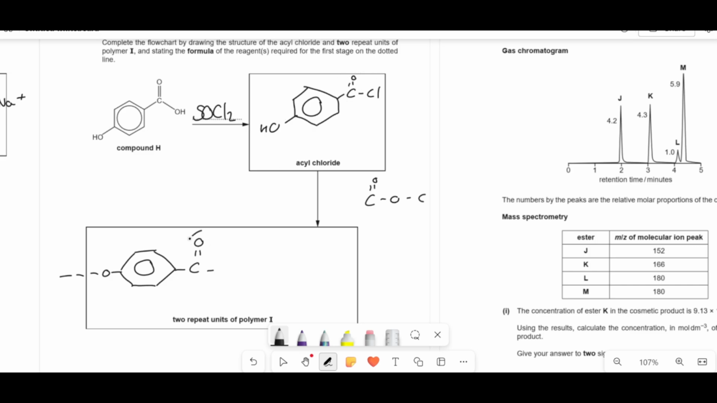C double bond O is from here to here. The Cl's been booted off in that. And then we get the O, and then the rest of this whole thing again. So O stuck to a benzene like this with a C double bond O, and then a dotted line on the other end for the two repeat units because they're open.